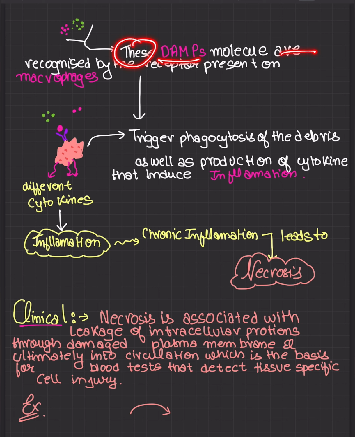These DAMP molecules are recognized by the receptors present on the macrophages, which trigger phagocytosis of the debris as well as production of cytokines that induce inflammation. As I have shown here, the macrophage is recognizing DAMP molecules and ultimately releasing cytokines, which cause inflammation. And if inflammation persists, it will lead to chronic inflammation, which will ultimately lead to necrosis.